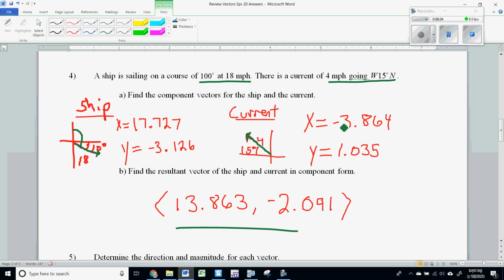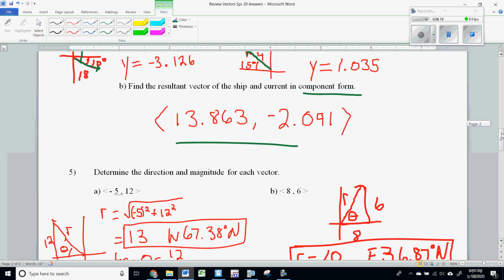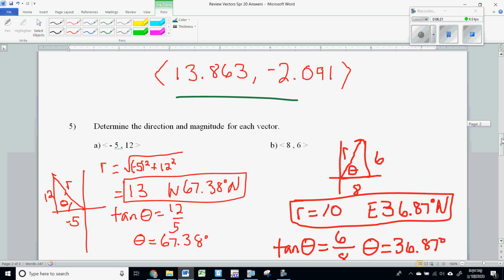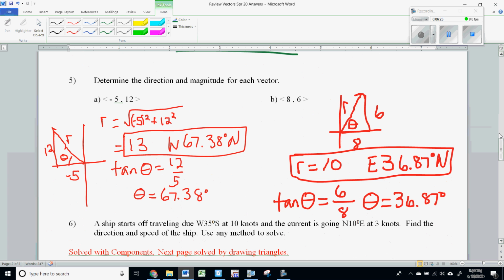17.723 plus negative 3.864 gives me 13, and negative 3.126 plus 1.035 gives me negative 2. And this is just in component form. Now, if we have something that's in component form, and we want to go back to our direction and magnitude, that's what the next question is.